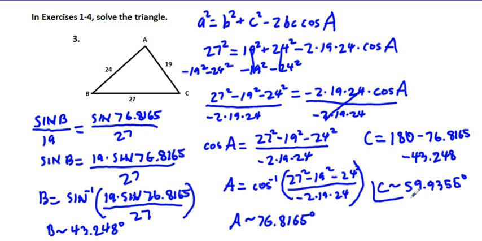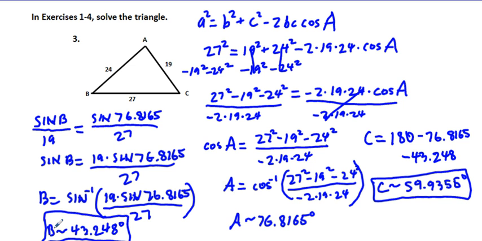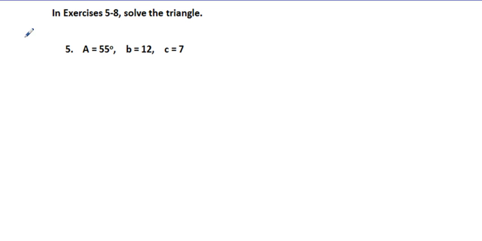So here we have all of our angles solved. Angle C, the most recent solved. Angle B, which we solved using the law of sines. And our first angle that we solved, which was angle A, 76.8165 degrees. Okay, now we're going to go ahead to problem number 5. Exercises 5 through 8, solve the triangle.